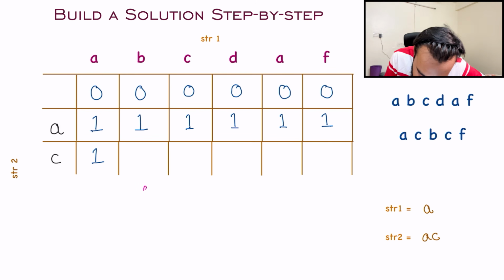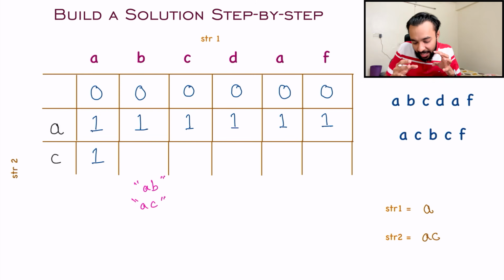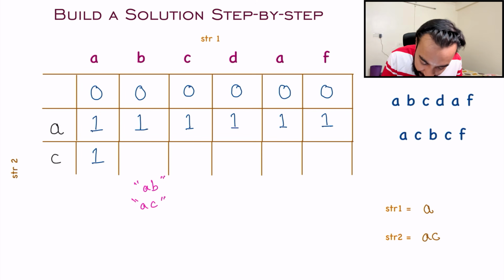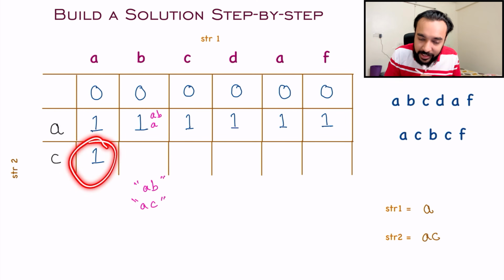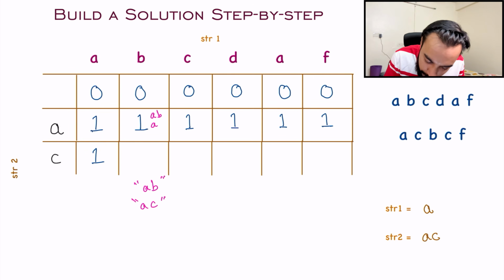This block represents that the first string is AB and the second string is AC. Now try to observe the surrounding elements over here. What was this block representing? This block was representing that the first string is AB and the second string is just A, right? And what did this block represent? This block was representing that the first string is just A and the second string is AC.